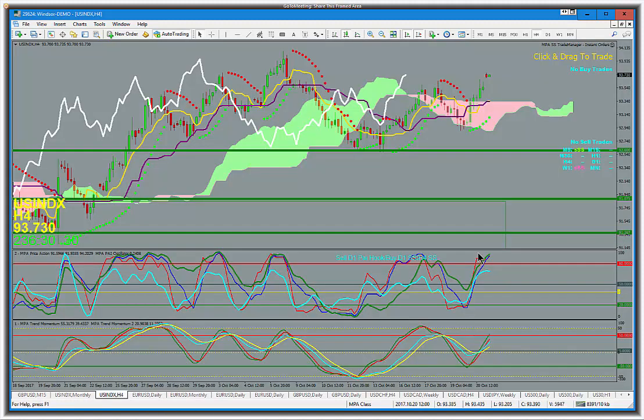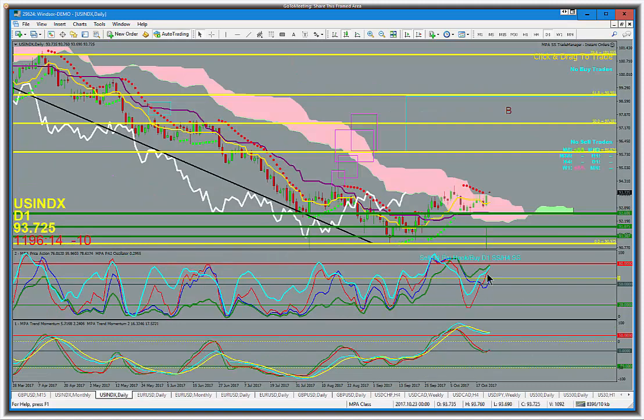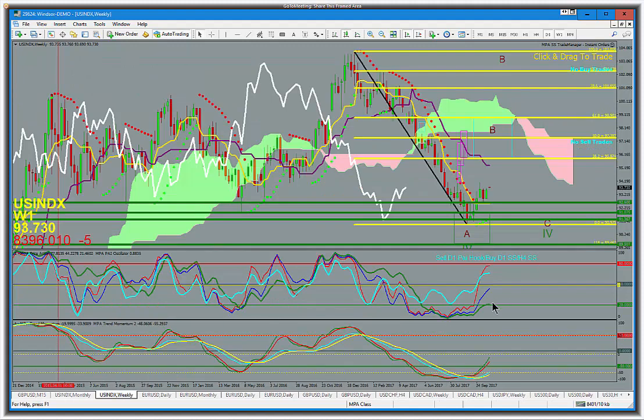Why are we strengthening? My 4 hours reversed and are going higher. Well, why does that happen? My daily reversed and started to go up. Okay, well, what's the projected path? The weekly is still up. So the daily is expected to start slingshotting higher and higher and higher.